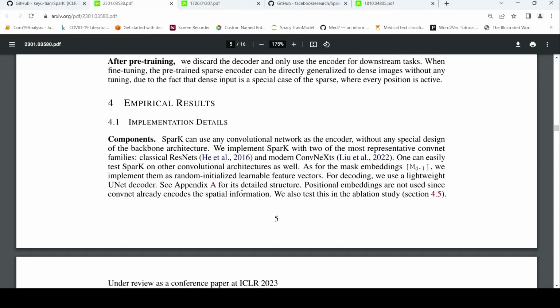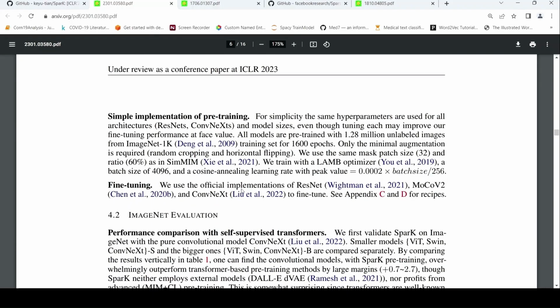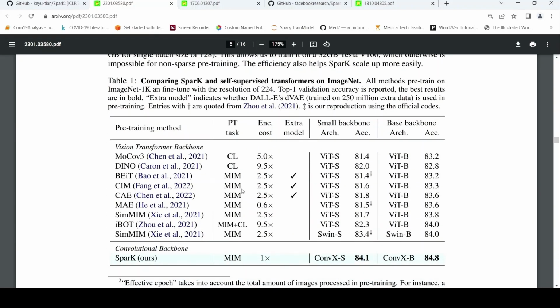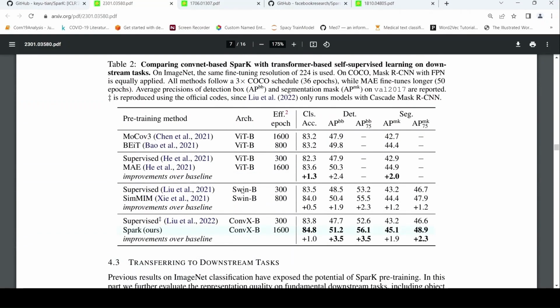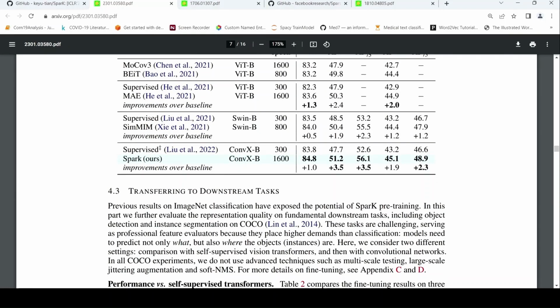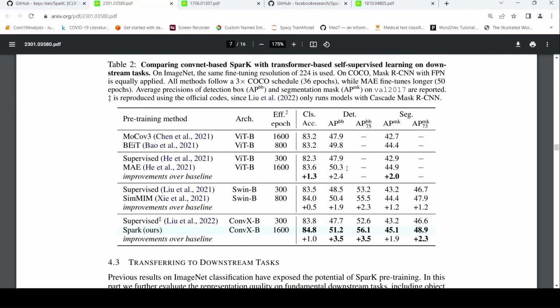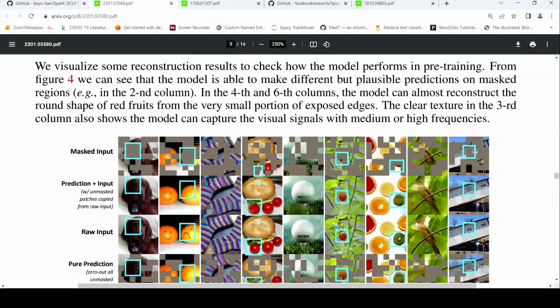So that is the idea over here at a very high level, and they say that this has improved the results compared to transformer based or contrastive learning based downstream tasks, compared to those networks. They show some improvements over here. Let us look at some of the reconstruction results to check how the model performs in pre-training.